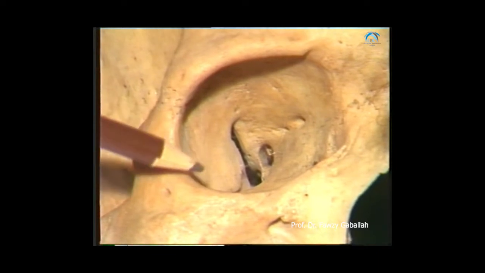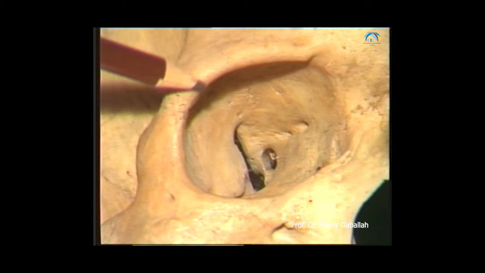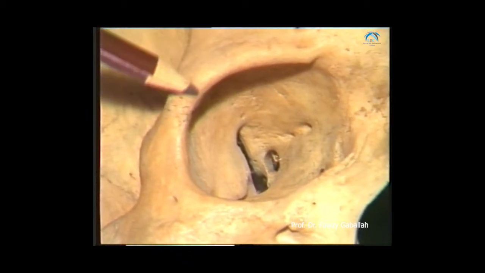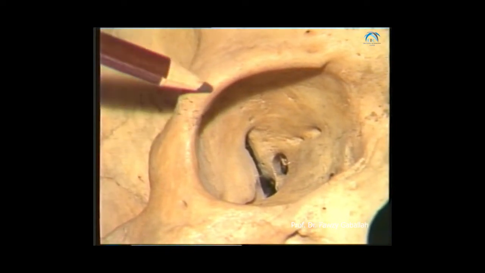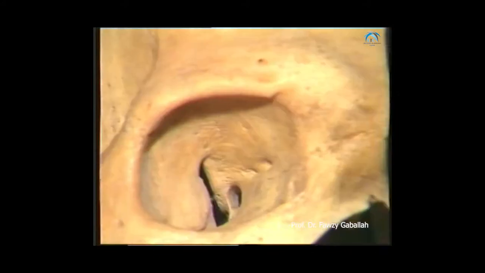This is the lateral orbital margin. It is formed by the zygomatic process of the frontal bone and the frontal process of the zygomatic bone.